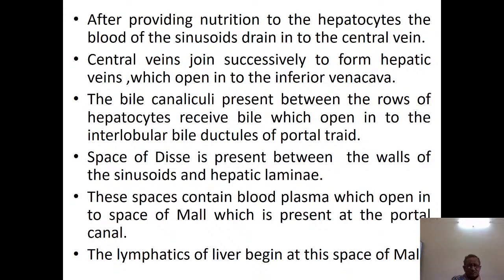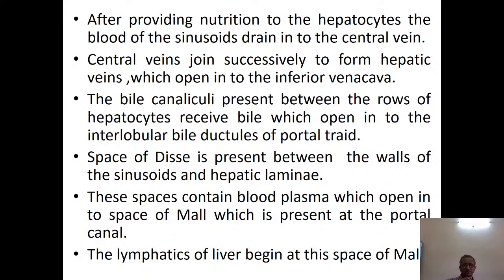The central veins join successively to form hepatic veins, which open into the inferior vena cava. So central veins of each hepatic lobule, hexagonal lobule, are joining successively to form hepatic veins, which open into the inferior vena cava. The bile canaliculi present between the rows of hepatocytes receive bile, which opens into the interlobular bile ducts of the portal triad. So the bile canaliculi, which receive bile secreted by the hepatocytes, transport this bile to the bile ductules that are present in the portal side on the periphery of this hexagonal shaped lobule.